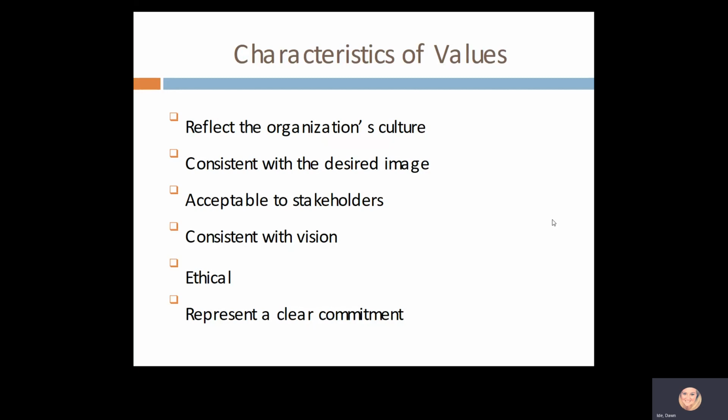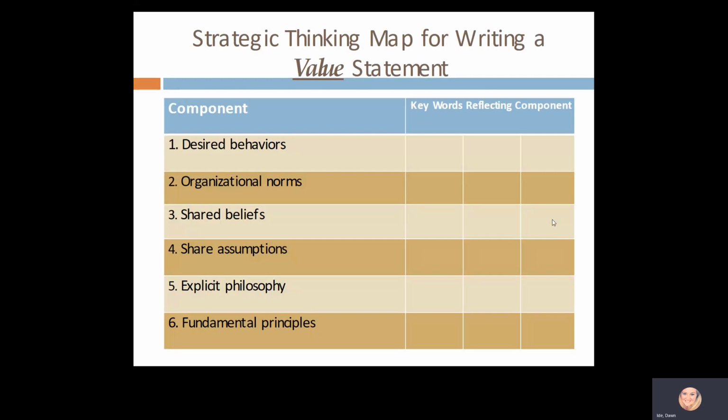They're not just clones of one another, right? So it has to be acceptable to all stakeholders. Consistent with the vision, ethical, of course, and it needs to represent a clear commitment. So again, you could use your strategic thinking map for your value statement, and you can take these components and make keywords reflecting those. So desired behaviors, organizational norms, shared beliefs, shared assumptions, explicit philosophy, and fundamental principles.